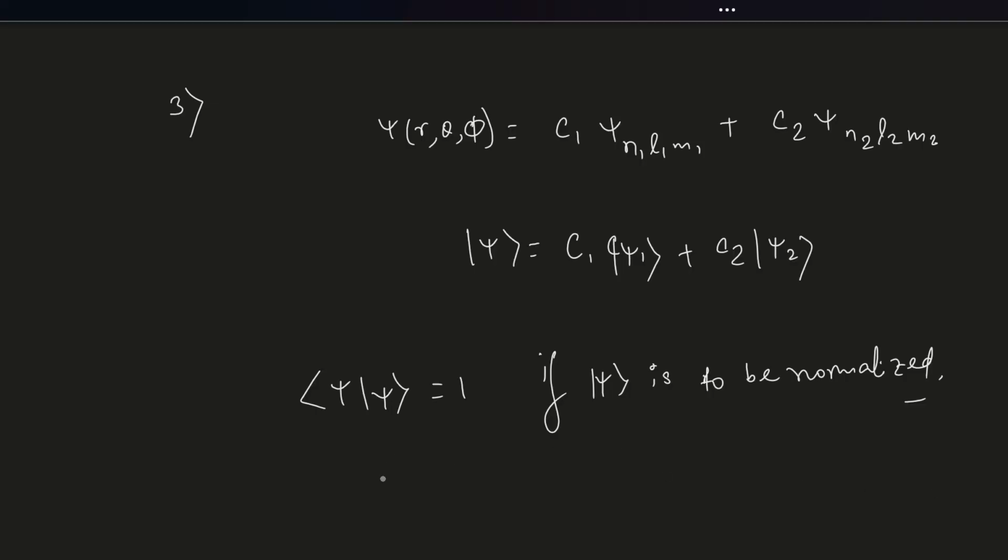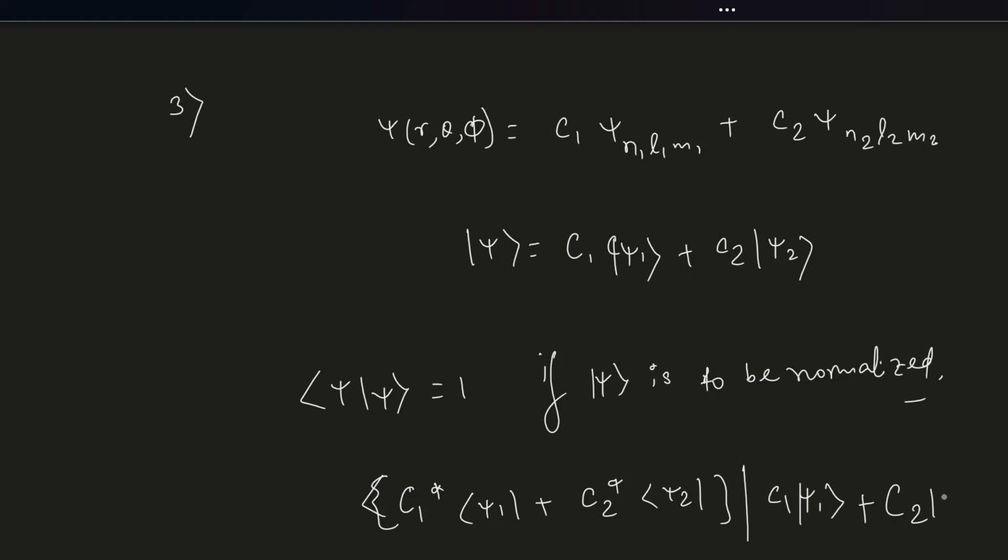So for psi bra, you have c1 star psi 1 bra plus c2 star psi 2 bra, sandwiched with the psi ket, which is c1 psi 1 ket plus c2 psi 2 ket. This is equal to 1. So you multiply these, and that gives you c1 star c1, which is mod of c1 squared, then psi 1 bra psi 1 ket, which will obviously go to 1 because psi 1 and psi 2 are each normalized.